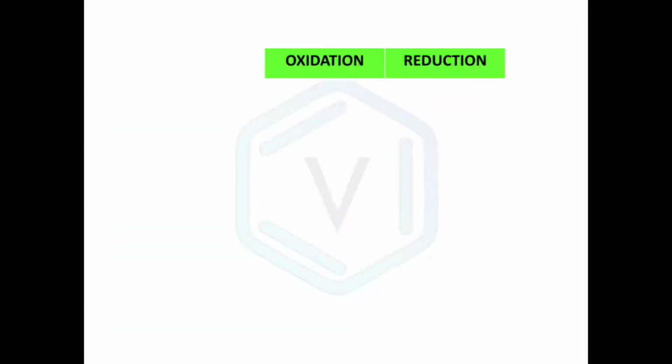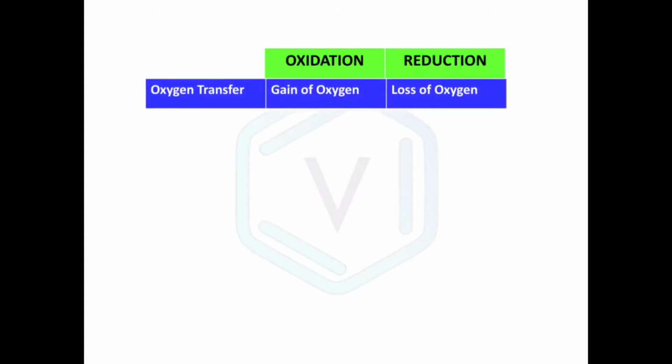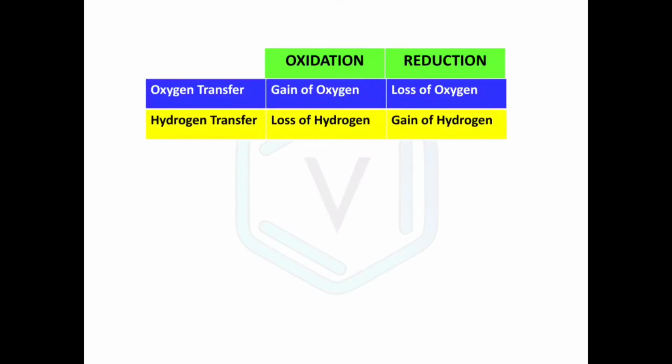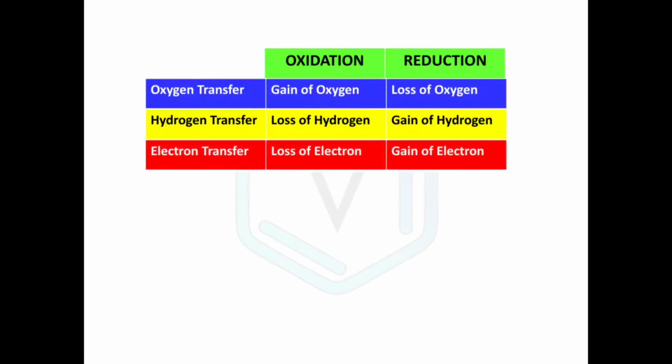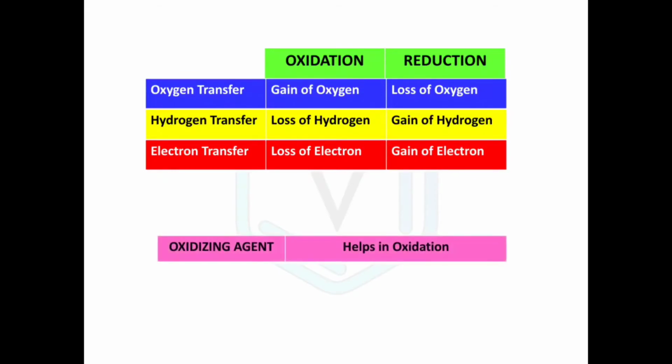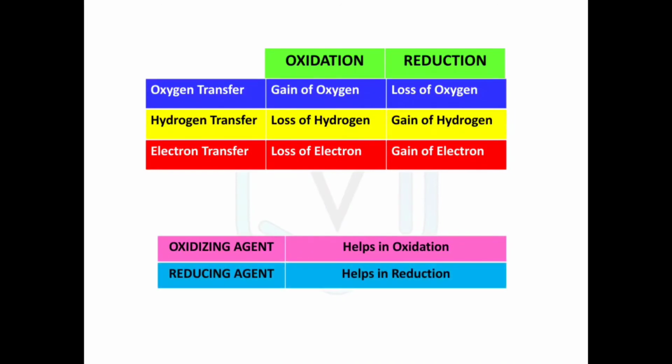Let us have a quick recap of the oxidation and reduction process. In terms of oxygen transfer, oxidation is gain of oxygen and reduction is loss of oxygen. In terms of hydrogen transfer, oxidation is loss of hydrogen and reduction is gain of hydrogen. In terms of electron transfer, oxidation is loss of electrons and reduction is gain of electrons. We have also seen oxidizing agents, which help in oxidation, and reducing agents, which help in reduction.